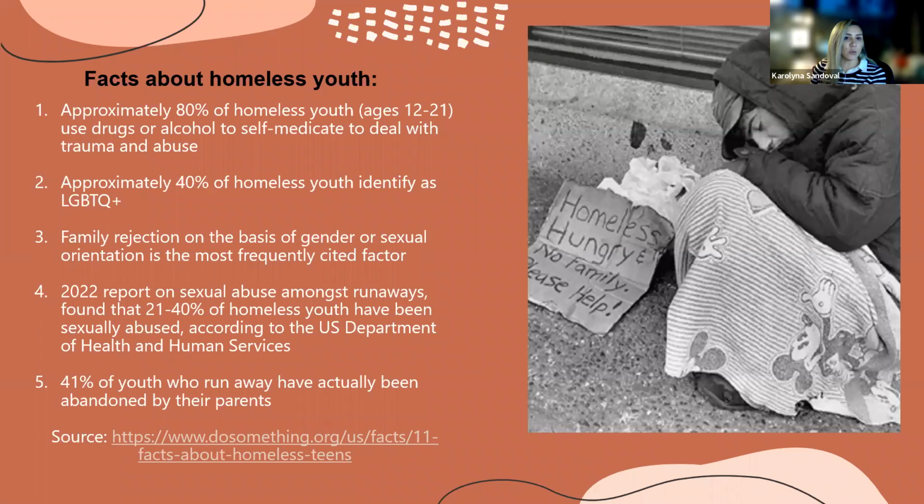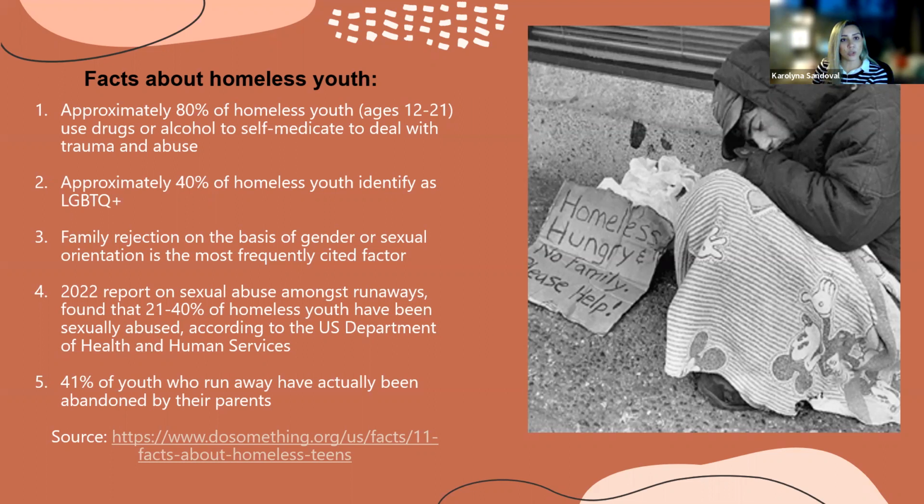Five facts about homeless youth. Approximately 80% of homeless youth ages 12 to 21 use drugs or alcohol to self-medicate to deal with trauma and/or abuse. Approximately 40% of homeless youth identify as LGBTQ+. Family rejection on the basis of gender identity or sexual orientation was the most frequently cited factor.